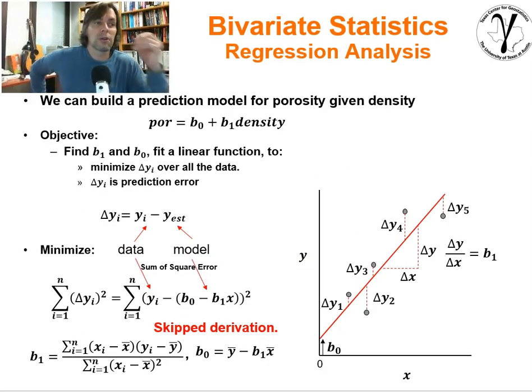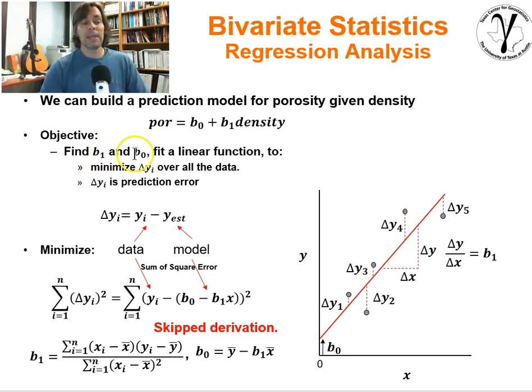So we're going to build ourselves a prediction model of porosity given density. It will have the following form. I specify, just using short por for porosity, B0 plus B1, the slope, multiplied by a density measure. So our objective is to find, or to fit, the B1 and B0 coefficients of our linear function in a way such that we minimize the delta y's, y i's, over all of the data locations.